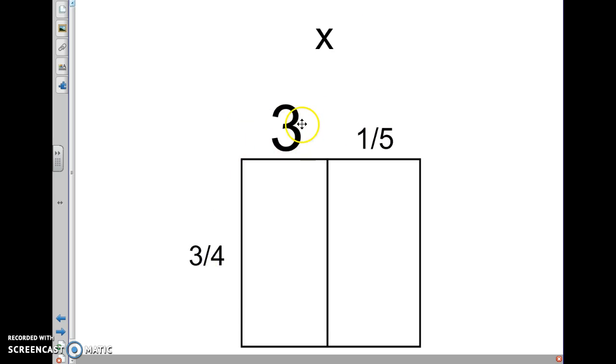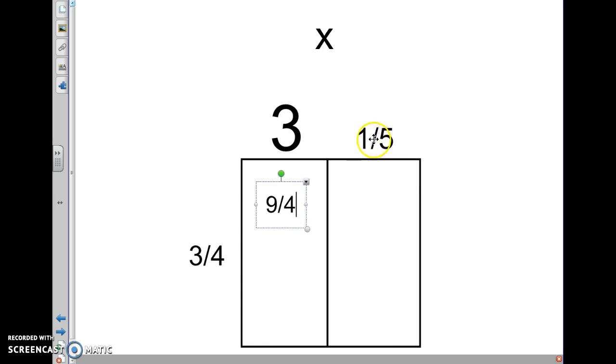So now we're just going to use the area model to multiply just as if we were trying to find the area of this rectangle, because that's basically what we are doing. So we're going to multiply first the length times width, this part of the length, 3 times 3/4. Remember that when I'm multiplying with a whole number, this 3, if it was written as a fraction, would be 3 over 1. And when we're multiplying fractions, we just multiply across, numerator times numerator, denominator times denominator. So the numerators are 3 and 3, so 3 times 3 is 9, and the denominators are 4 and 1, so 4 times 1 is 4. So 9/4.